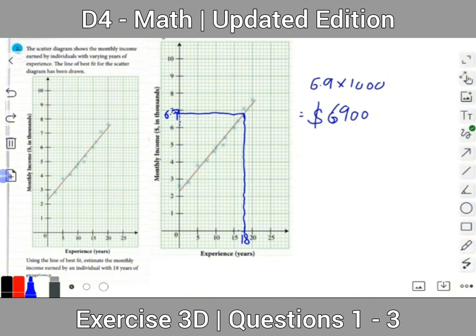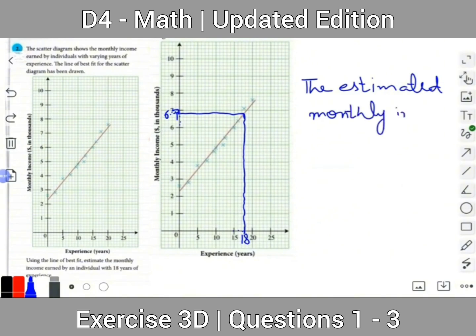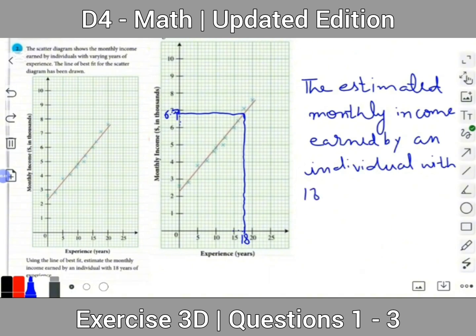So by using the line of best fit on the scatter diagram, the estimated monthly income earned by an individual with 18 years of experience is equal to $6,900.